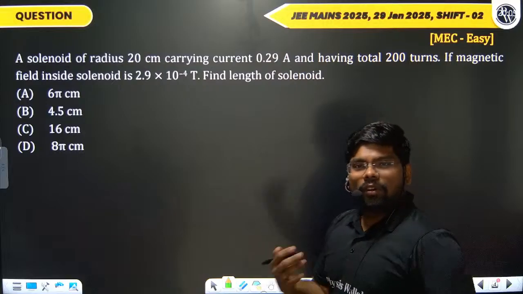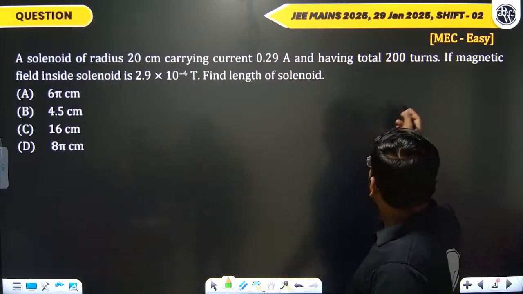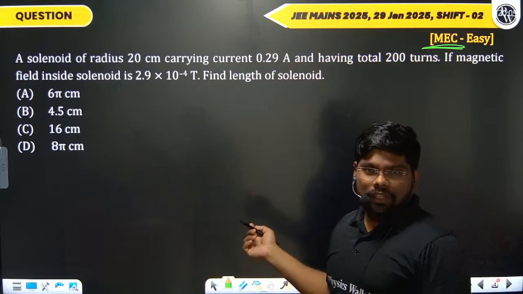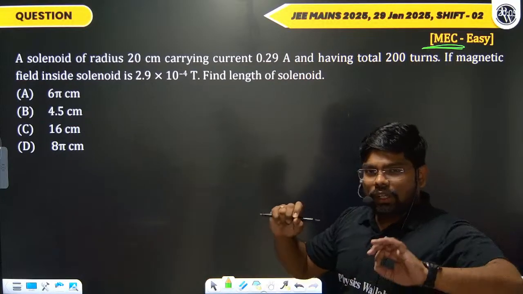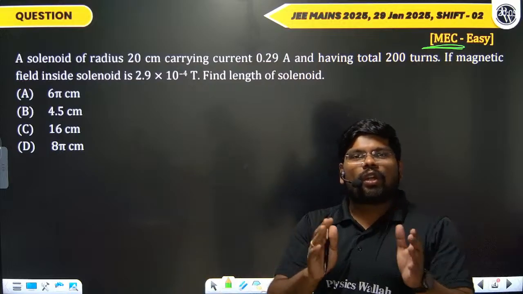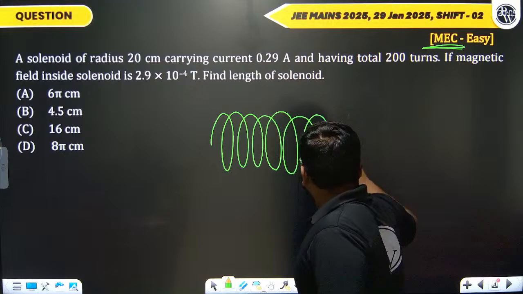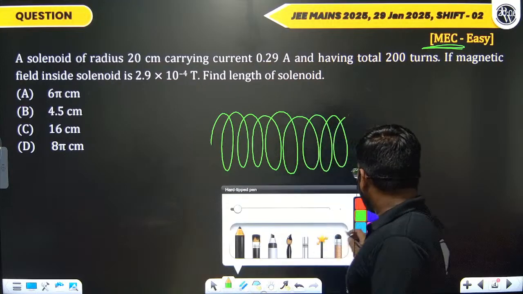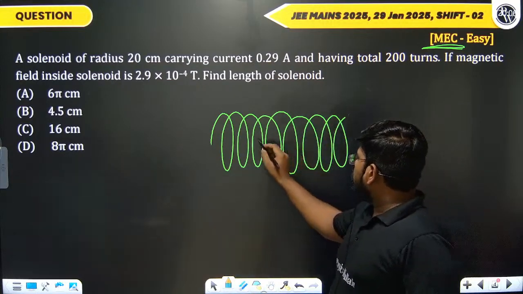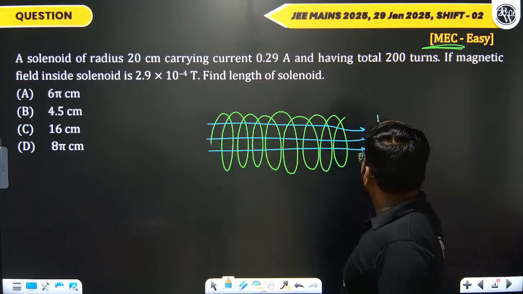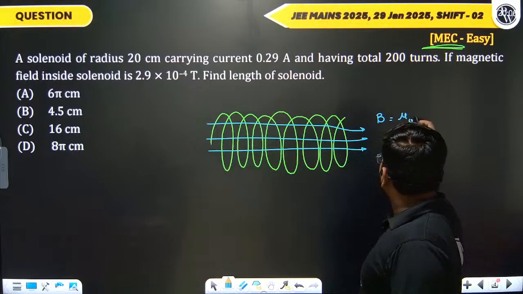Next, again, direct formula based. We have one expected question from moving charges and magnetism, that is magnetic effects of current. A direct question cannot be any easier than this solenoid. Whenever we pass a current through a solenoid, if we take a long solenoid, then at the center the field is uniform. And what is the formula? The field B is equal to mu naught N i.